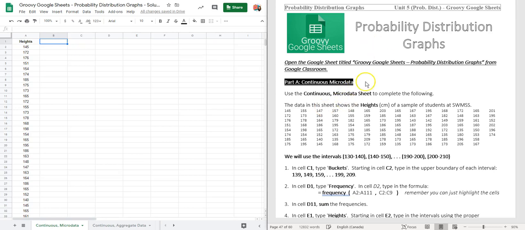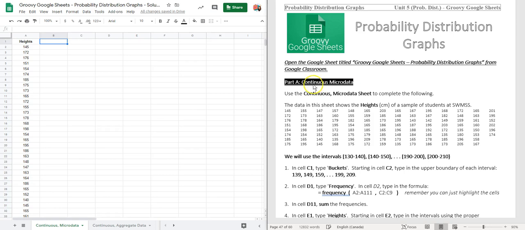This is part A of the probability distribution graph Groovy Google Sheet activity. In part A, we're going to be working with continuous microdata. So continuous means that there's an infinite number of values, including all the decimals in between. And microdata means it's a list of data, so the data has not already been put into a frequency table.